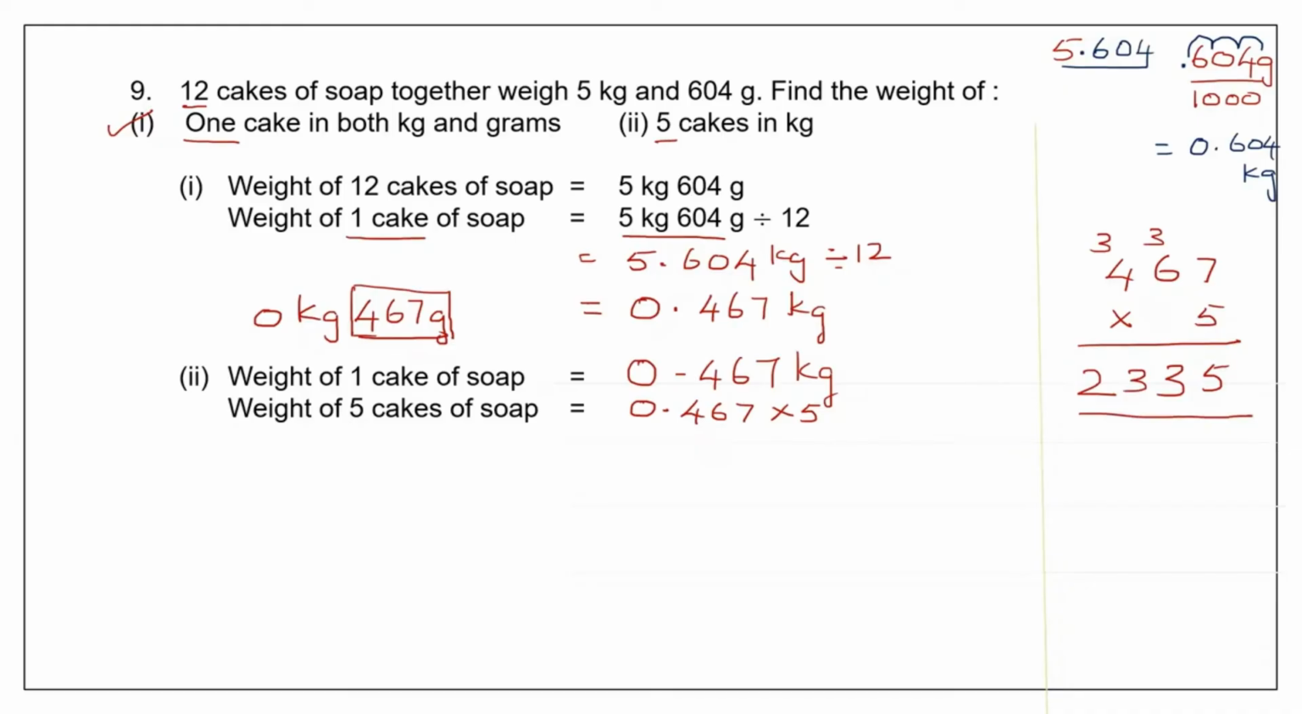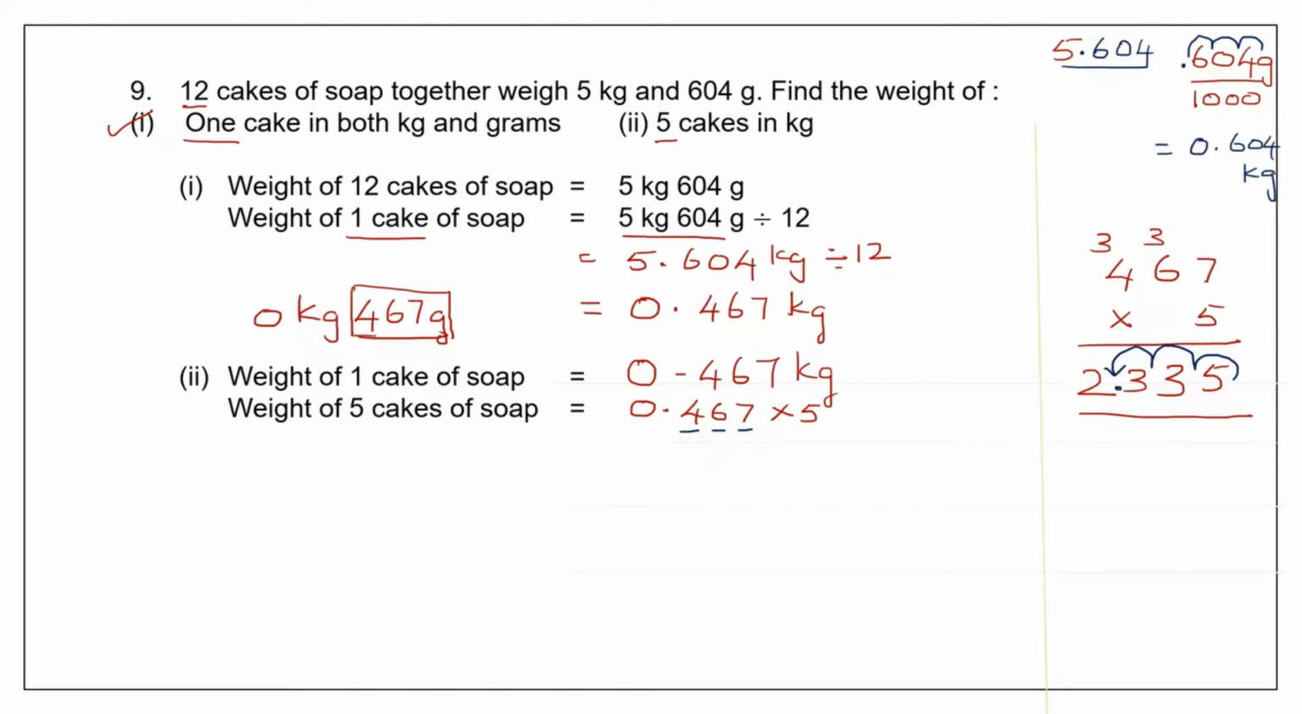So I've got this number. I'm going to go back to my question and check the number of decimal places. 1, 2, 3. So there are 3 decimal places. My answer also should have 3. 1, 2, 3, and my point comes here.